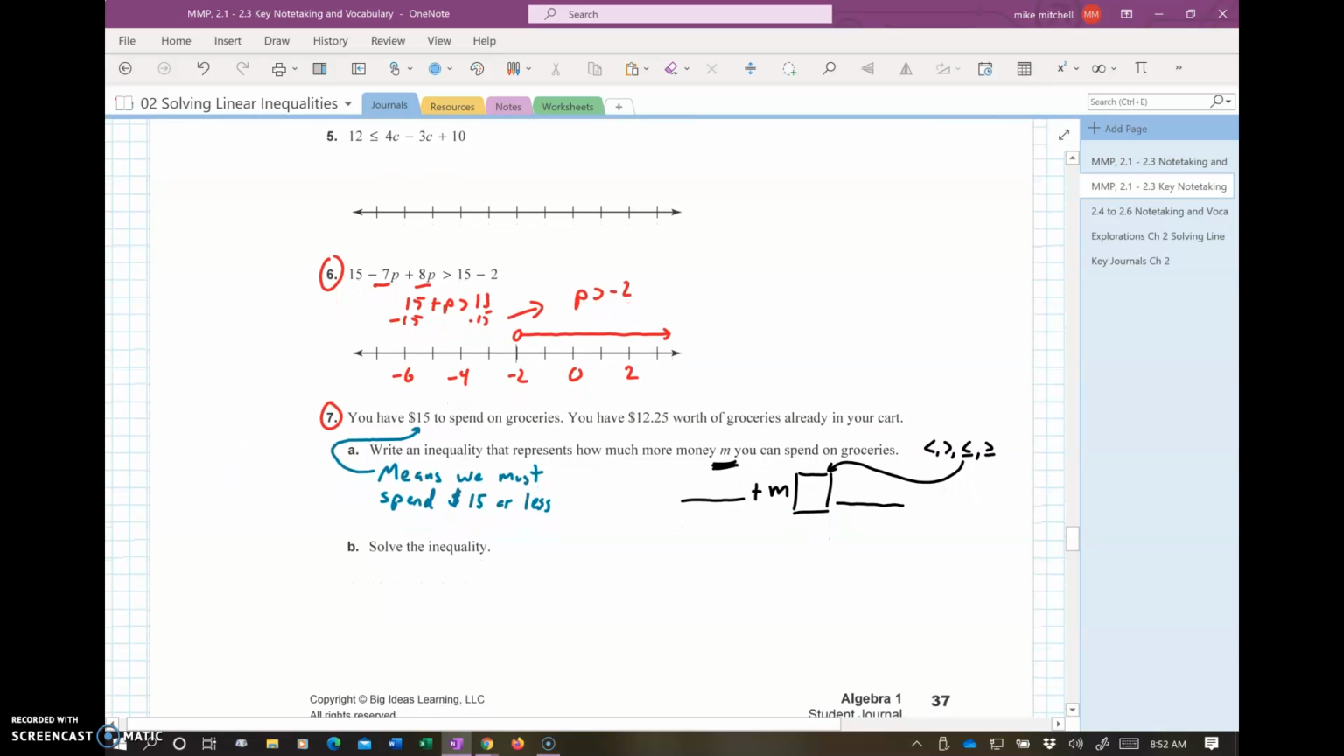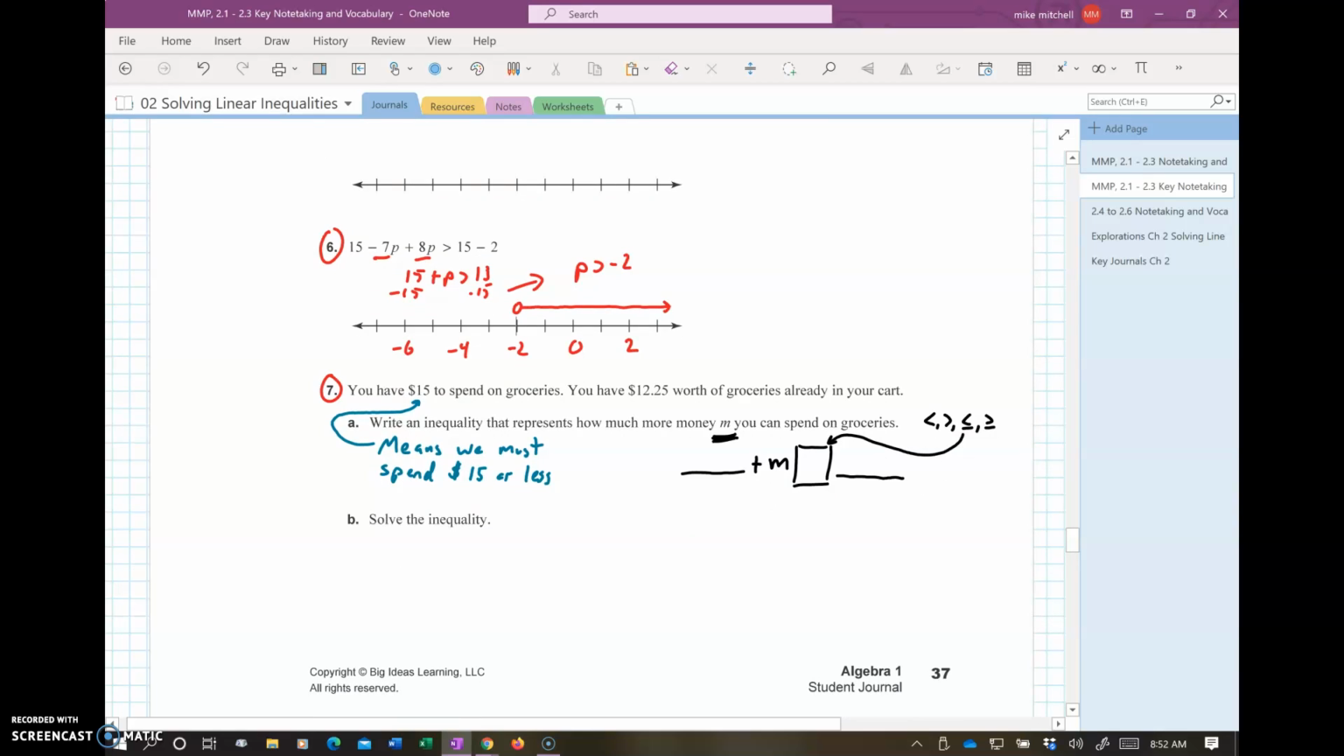So last one, word problem. Write an equation, and step A is the big one. You have $15 to spend on groceries. You have $12.25 worth of groceries already in your cart. Write an inequality to represent how much money you can spend on groceries. I have 15. So that means I'm going to have to be less than or equal to $15. I can spend 15, I can't go over it. So that's going to go right there.